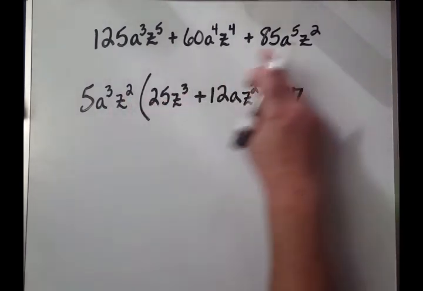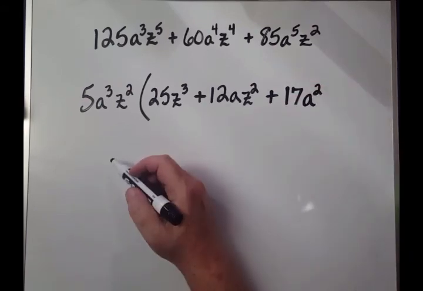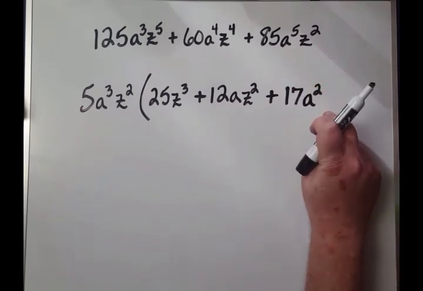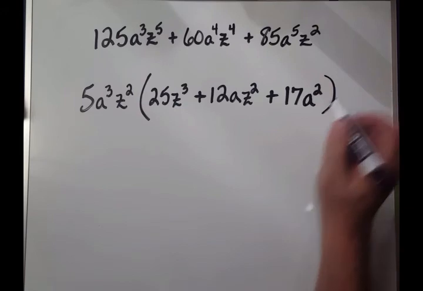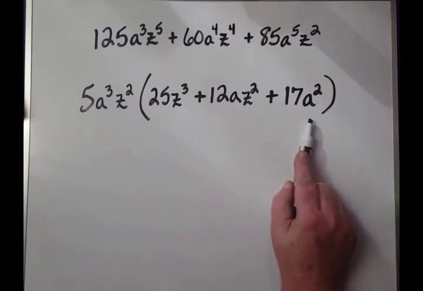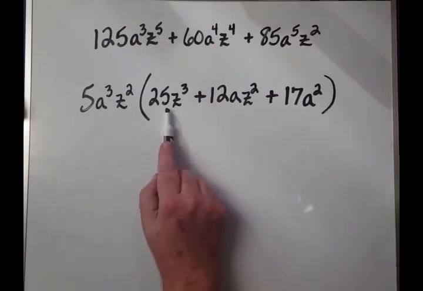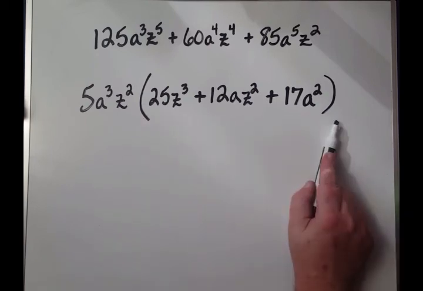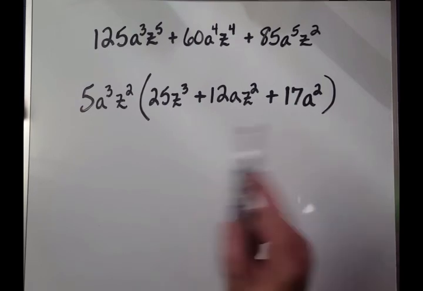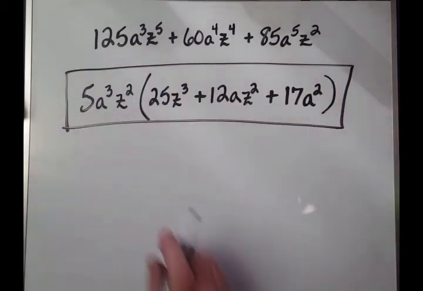Pull 3 factors of a out of 5 factors of a. Leaves you 2 factors of a, so a squared. And pull z squared out of z squared. Leaves no factors of z in this last term. In fact, when you factor out the greatest common factor, at least one of the terms in the parentheses should be missing the a. At least one of the terms in the parentheses should be missing the z, right there. Otherwise, you didn't get everything that you needed to get. And here we have factored out that greatest common factor.